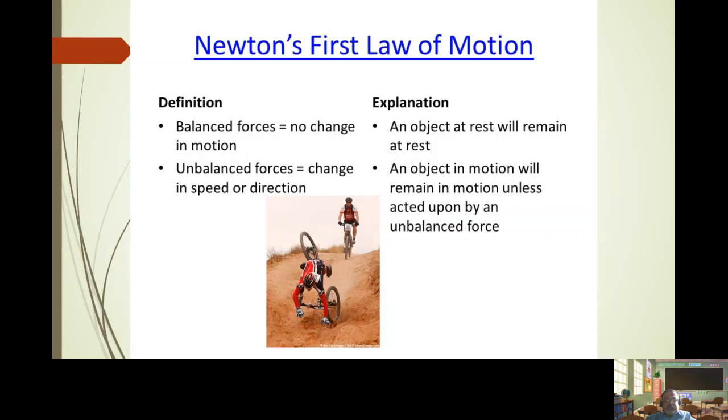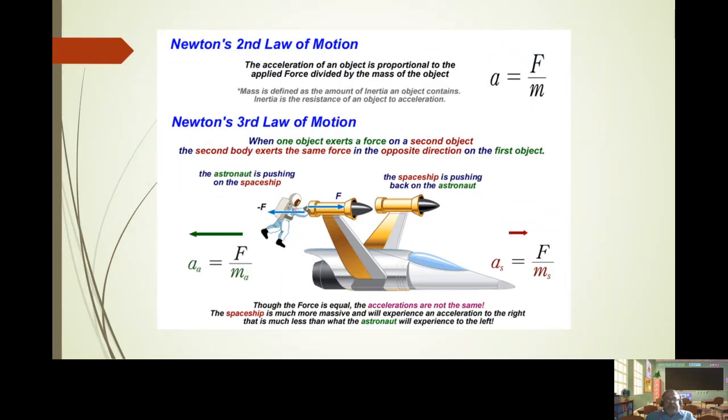An object in motion keeps in motion unless a brake is applied on it. So you can see when a vehicle is on the move, unless there is a brake applied, it doesn't stop. These are simple examples, and we go forward with the second law of motion. The acceleration of the object is proportional to the applied force divided by the mass of the object.